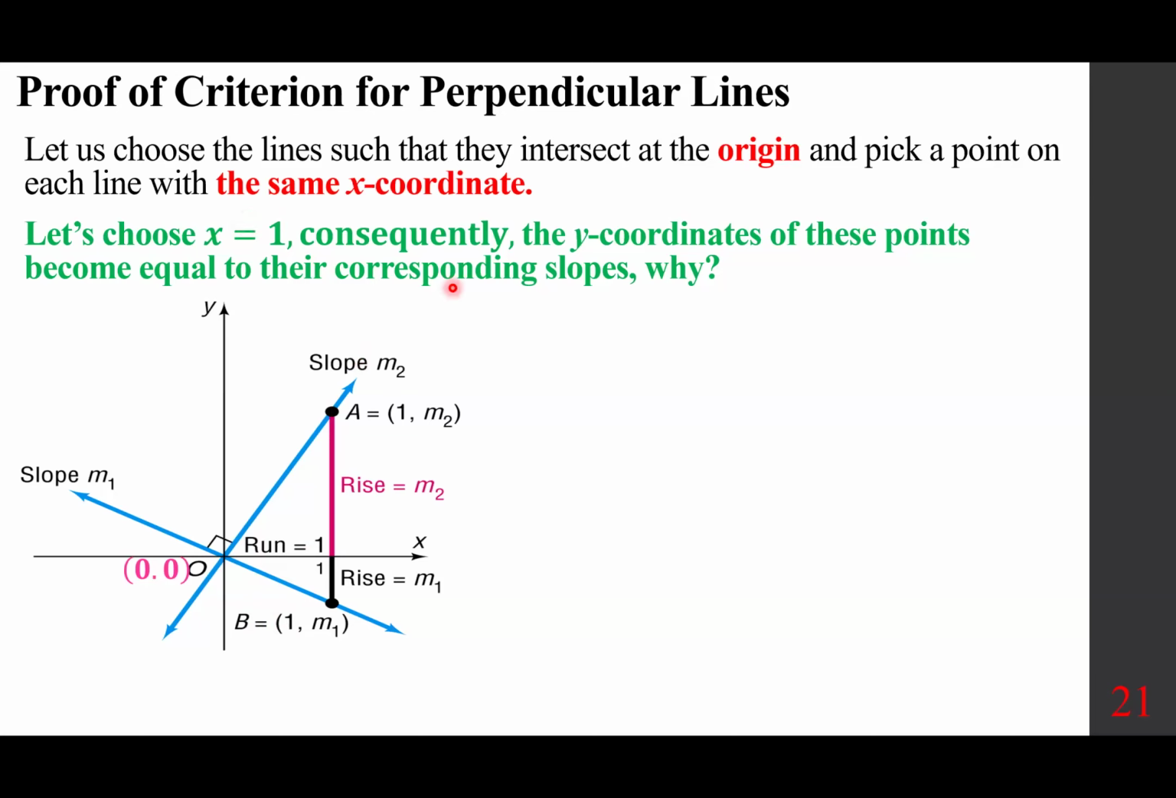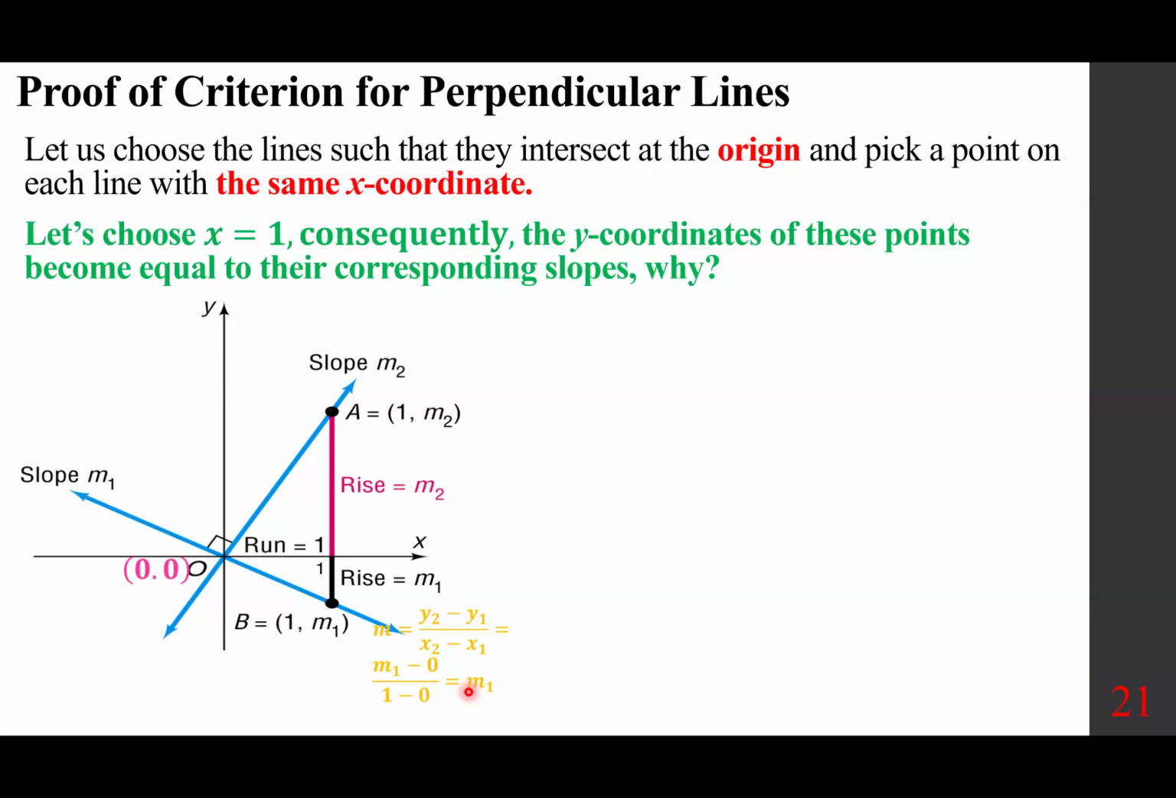the y coordinates of these points become equal to their corresponding slopes. Why is that? Take a look. We define m as y sub 2 minus y sub 1 over x sub 2 minus x sub 1. So, for example, for this one, m sub 1 equals m sub 1 minus 0 over 1 minus 0, which becomes m sub 1. So I hope you see how this works out. It's pretty straightforward, everybody. For one line, you can show it for the other one.